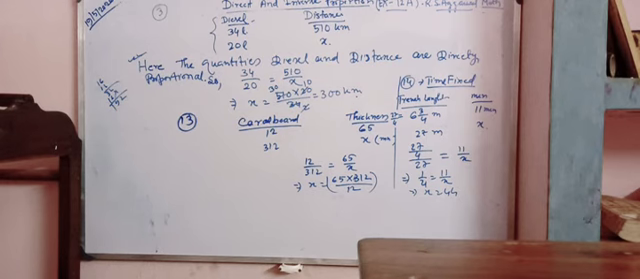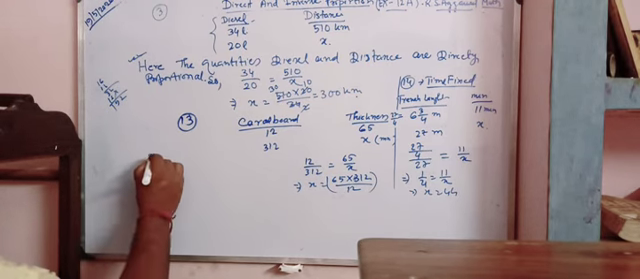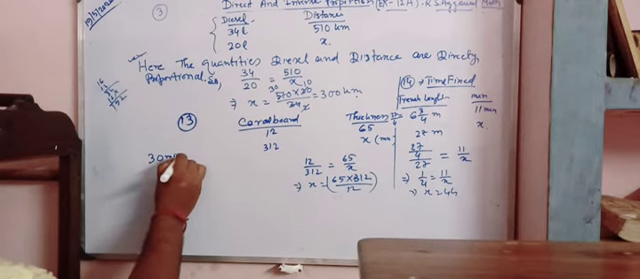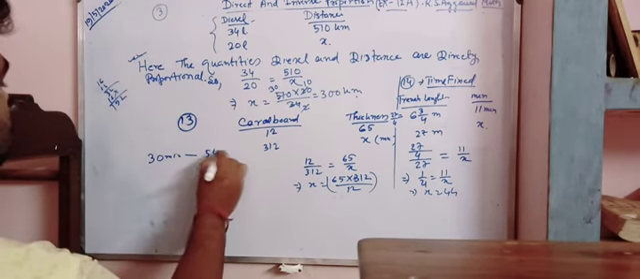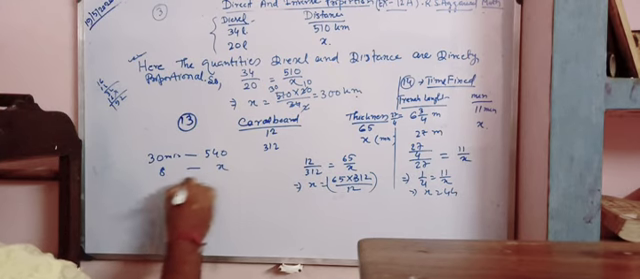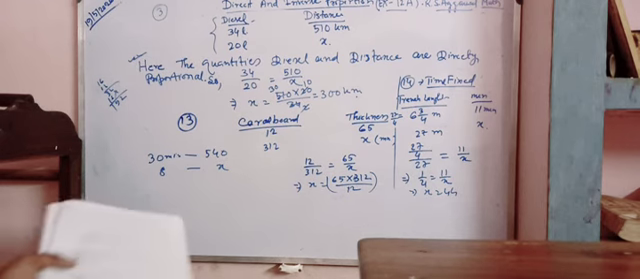Renu types 540 words in half an hour. Half an hour means 30 minutes. So in 30 minutes she types 540 words, and in 8 minutes how many words? Similarly, by this process we can easily find the value of x.